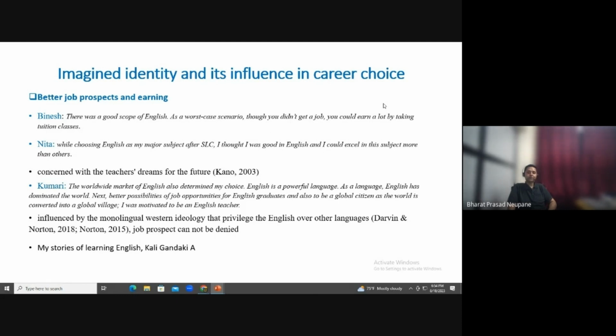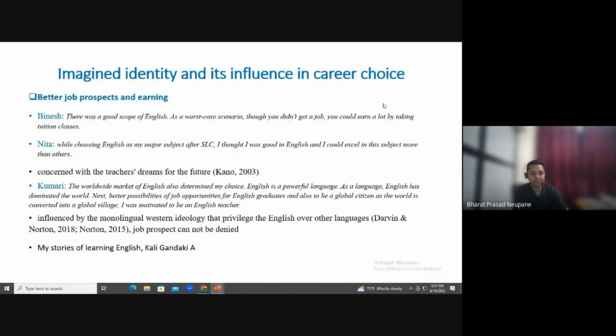"English is a powerful language. As a language, English has dominated the world. Next, better possibilities of job opportunities for English graduates and also to be a global citizen. As the world is converted into a global village, I was motivated to be an English teacher." Even though her belief and her choice of English subject in higher studies was influenced by the monolingual Western ideology that privileges English over other languages, as noted by Darvin and Norton in 2018.